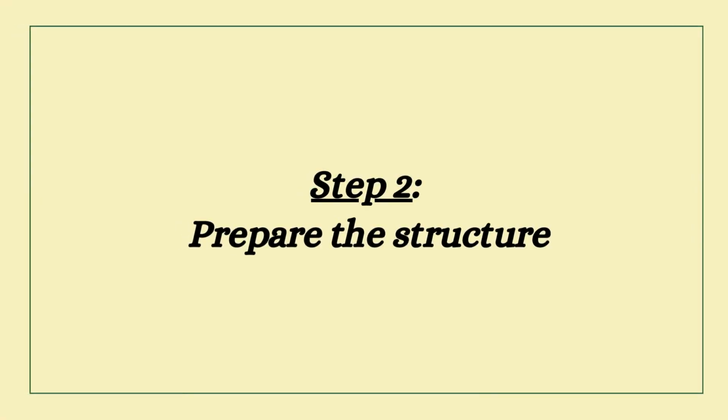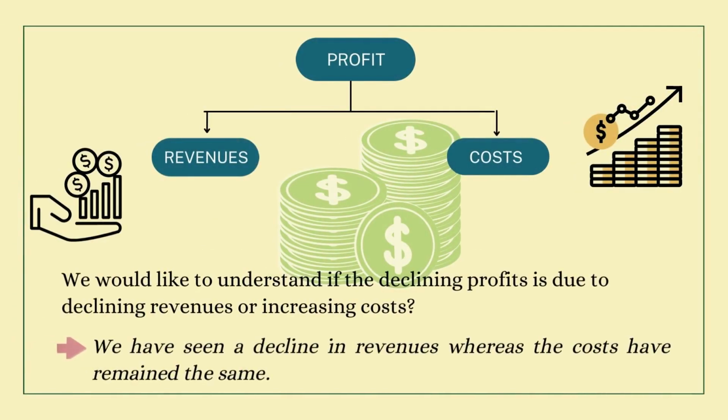Before diving into the problem, take 1 to 2 minutes to prepare the structure, then head towards solving it. A good start to analyze a profit problem is by using the profitability equation, that is, profit is equals to revenue minus cost. When profits go down, you either have decline in revenue, rising cost, or both. Now, in order to proceed further, we would analyze whether the declining profits are due to declining revenues or increasing cost. According to our client, there is decline in revenue, whereas costs have remained the same.